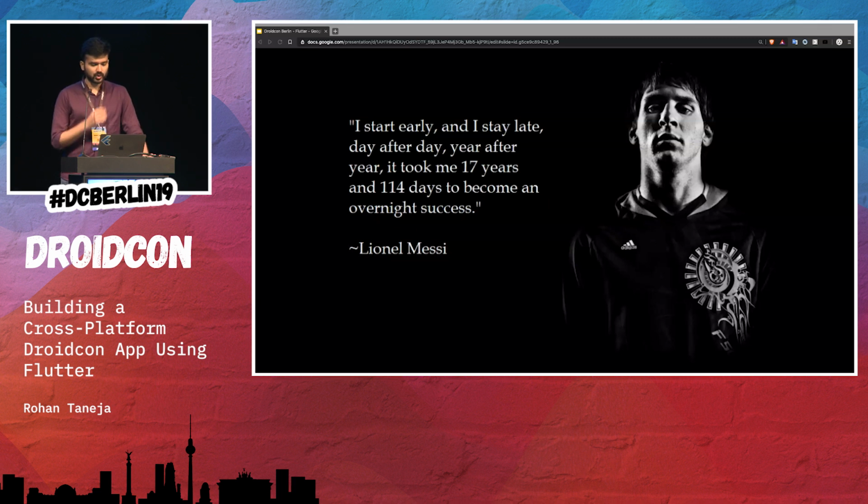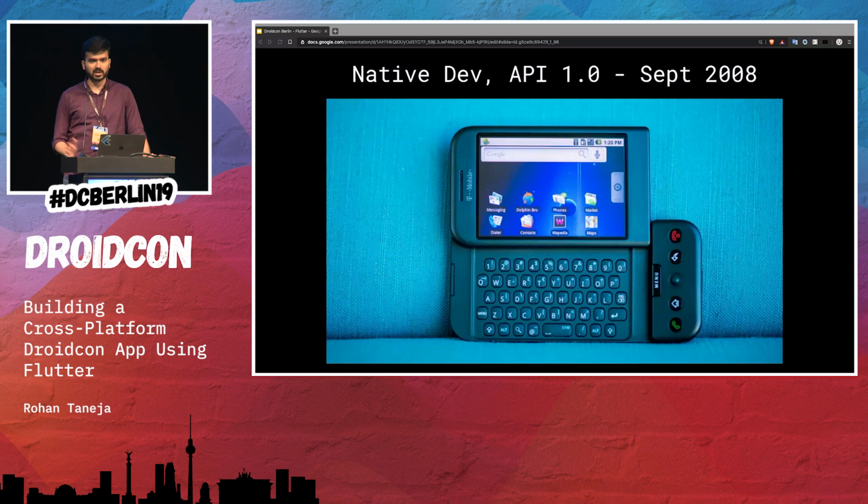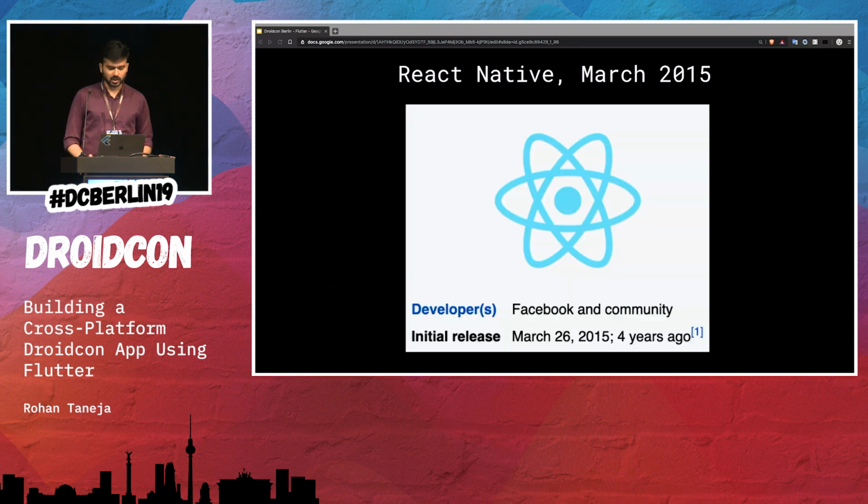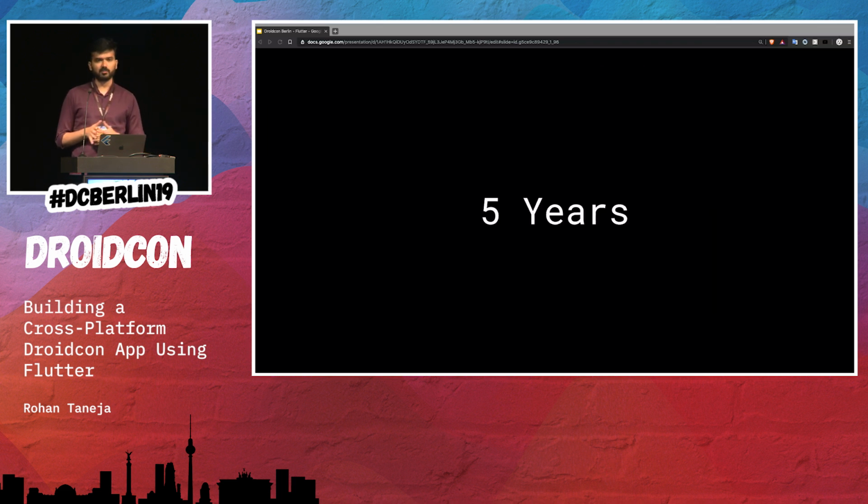Android came out in 2008. Yeah, that's when the first API 1.0 was launched. So Android came out 11 years ago. React Native came out in March 2015. So that was less than 5 years ago. 5 years is a huge time. For those of you who do not really believe this, a lot can happen in 5 years.